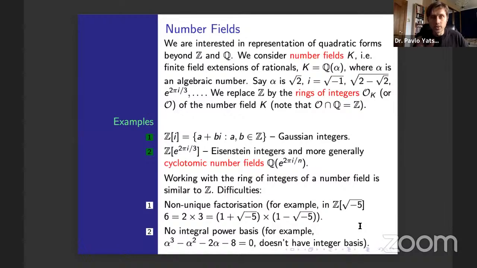Okay, so now we have number fields, and I can probably now define what I mean by quadratic forms over number fields and what kind of problems we want to deal with here.